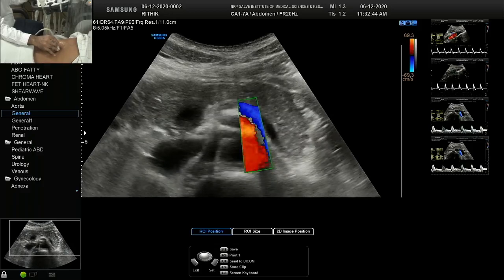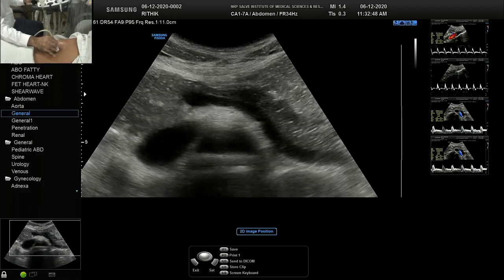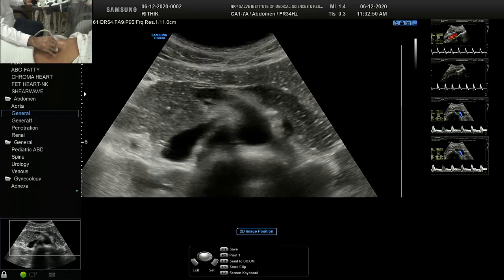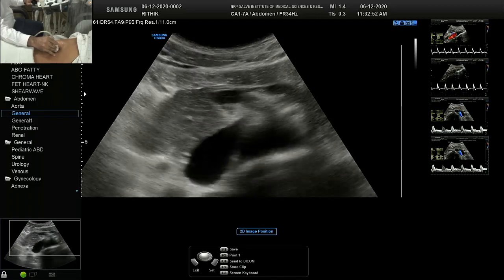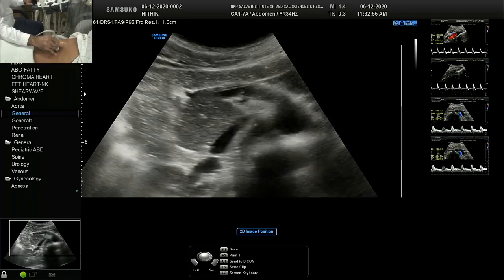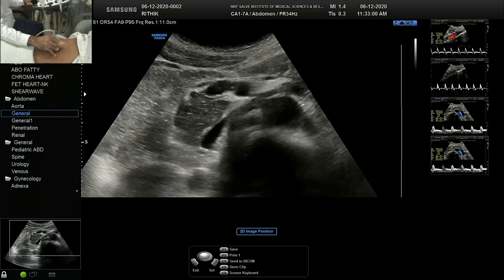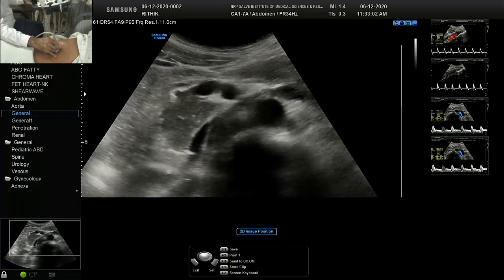So we have screened the left renal artery, looks perfectly normal. We anticipate it to be normal. Then again, now we move to the right side. I have angulated the probe. You can see that that is the renal artery origin.